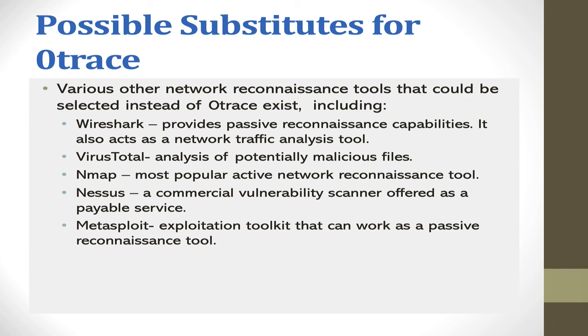Possible substitutes for Otrace. Various other network reconnaissance tools could be selected instead of Otrace, including Wireshark, which provides passive reconnaissance capabilities and also acts as a network traffic analysis tool. VirusTotal, which provides analysis of potentially malicious files. Nmap, the most popular active network reconnaissance tool. Nessus, a commercial vulnerability scanner offered as a payable service. Metasploit, an exploitation toolkit that can work as a passive reconnaissance tool.